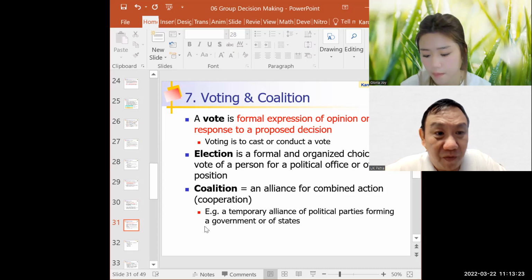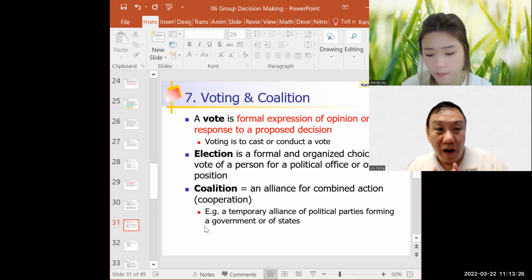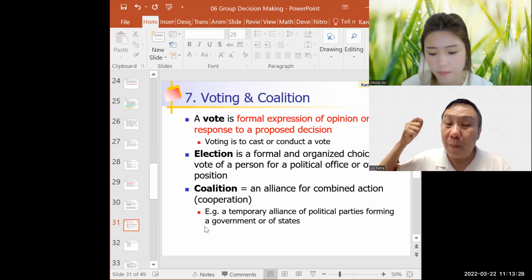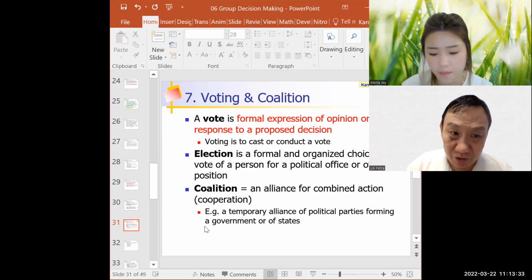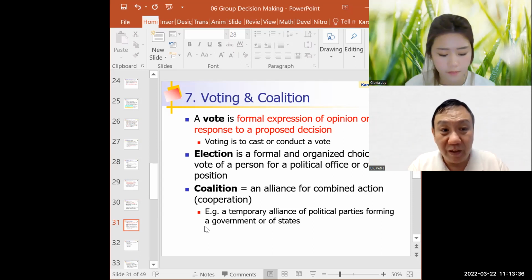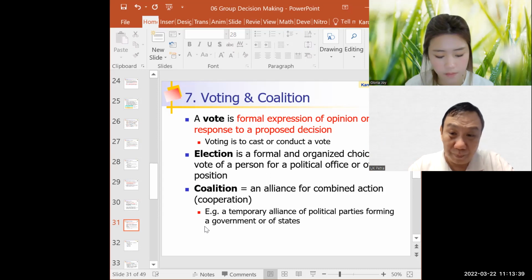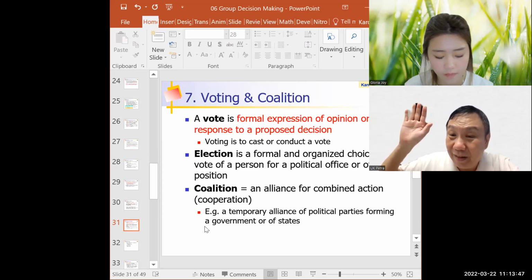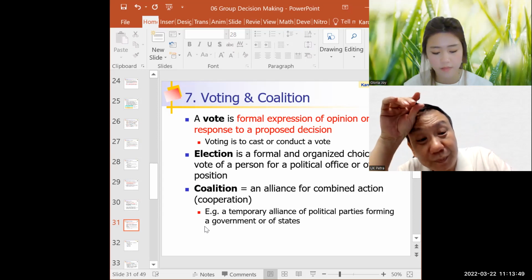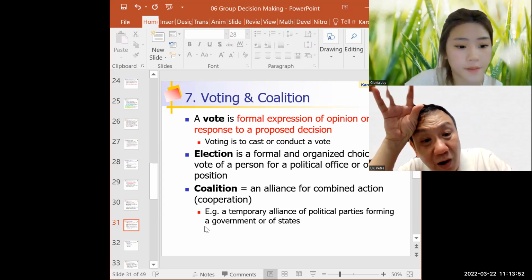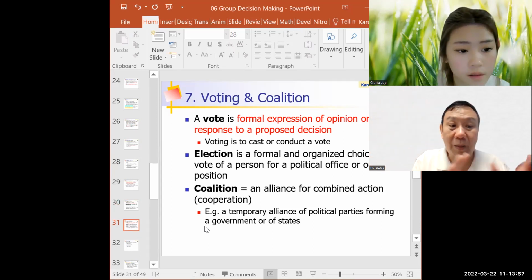So a vote, definition first. A vote is a formal expression of opinion or will in response to a proposed decision. So when we say voting, that means to cast or to conduct a vote. Simply, how to vote in a meeting? You just raise your hand. An election is a formal or organized choice by vote of a person for a political office or other position.